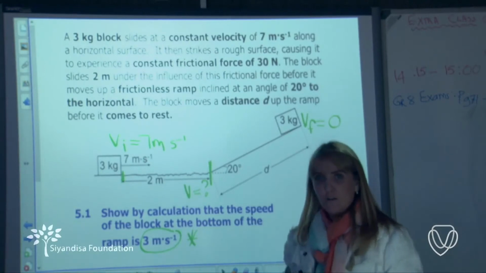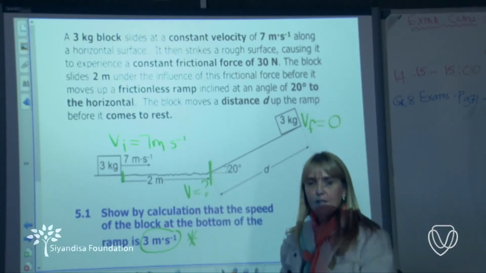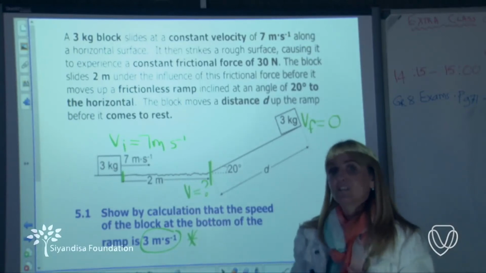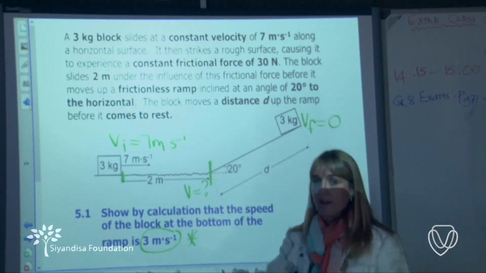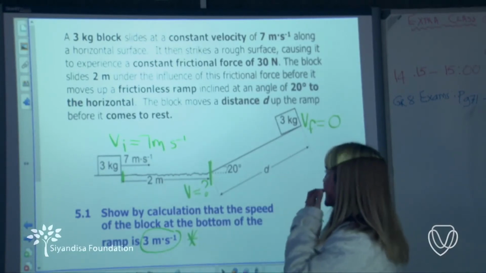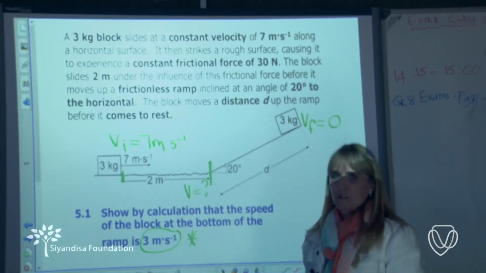You want to show that the velocity at that point is 3 meters per second, but you can't use the value in your actual calculation. It is the standard to which you're going to compare your answer, right? Now, I am going to set a bit of a limit on this question.